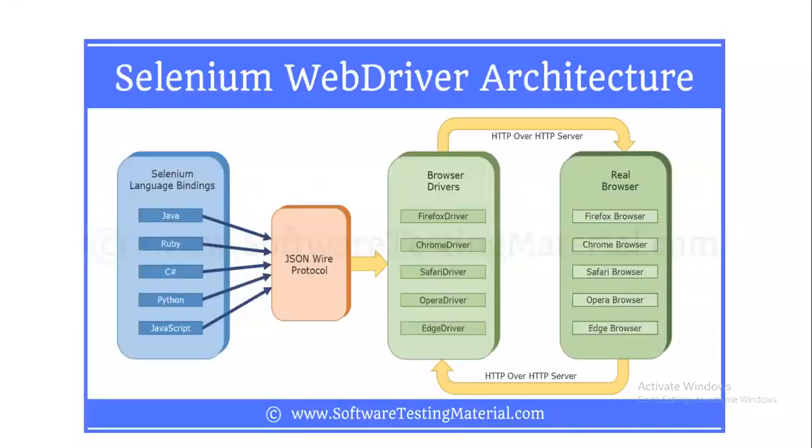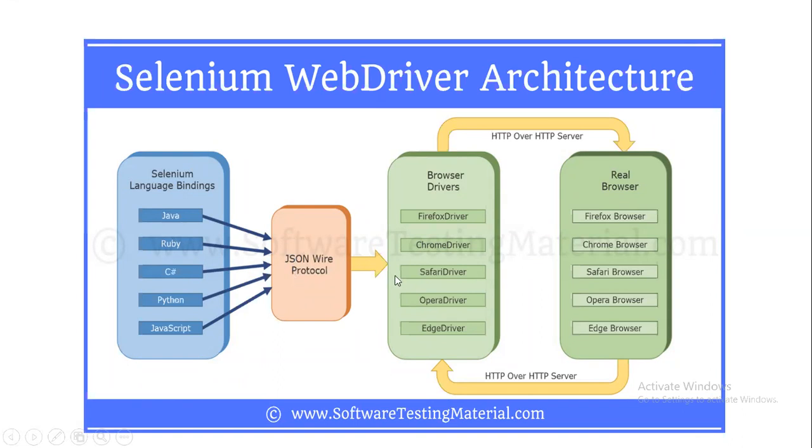Before going further, we'll see the Selenium WebDriver architecture. We all know Selenium supports different languages like Java, Ruby, C Sharp, Python, and JavaScript. Whenever you write a program in any of these, it is given to the JSON Wire Protocol. The JSON Wire Protocol is a protocol over HTTP. It converts whatever code you have written into the form of URLs so that it is understandable by the browsers.